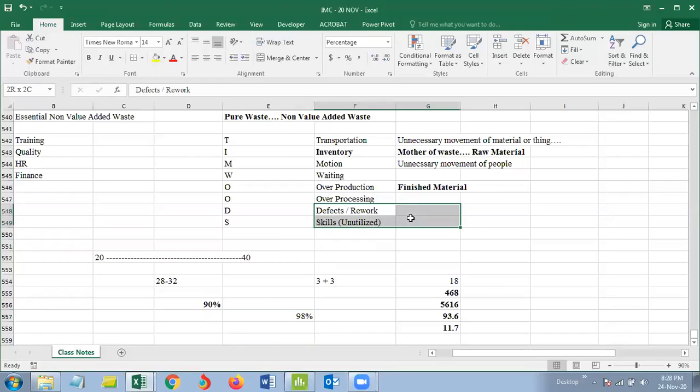Defects and rework pretty much are self-explanatory, because when you have a defect, you will end up reworking it. Reworking means you're going to be taking extra time, extra resources, everything will be extra. That's bad. Defects are another violation of lean.